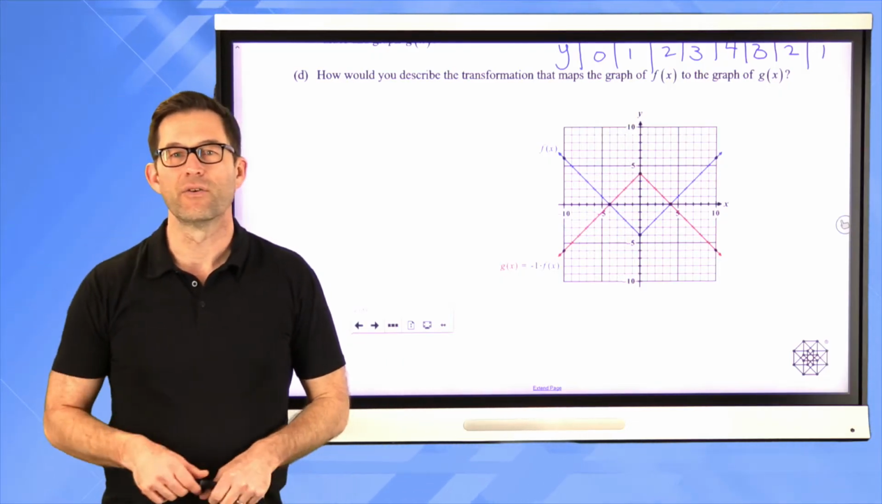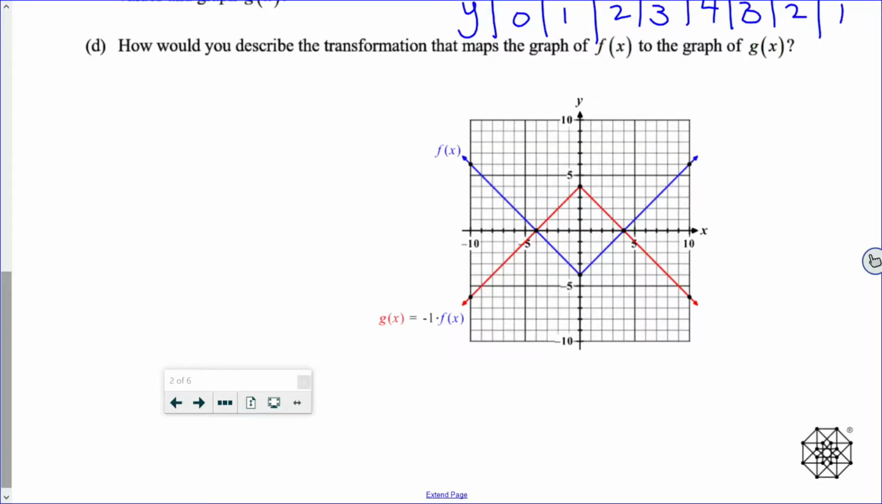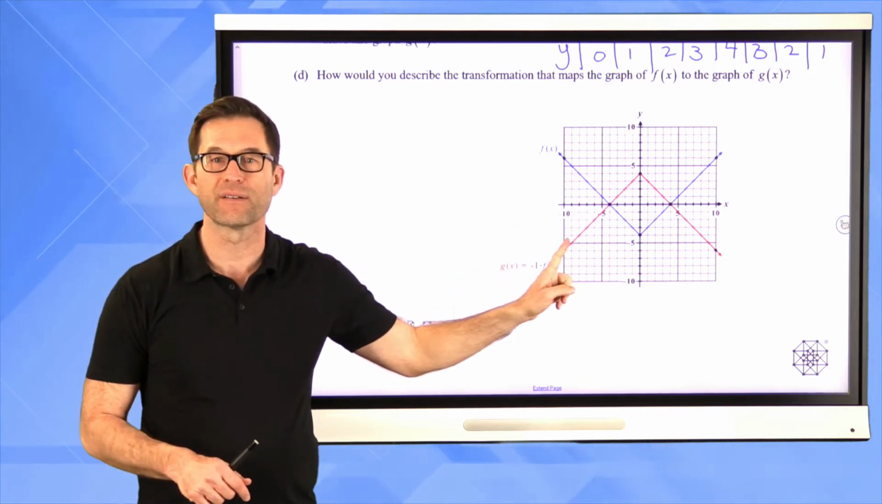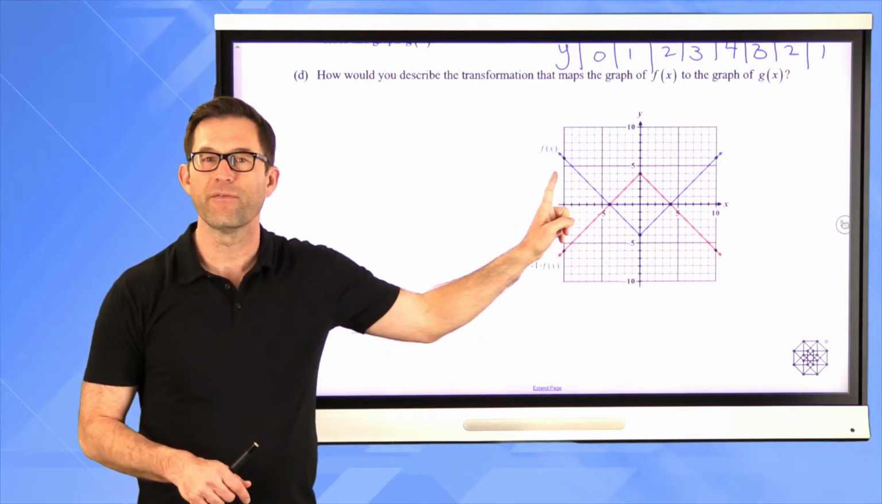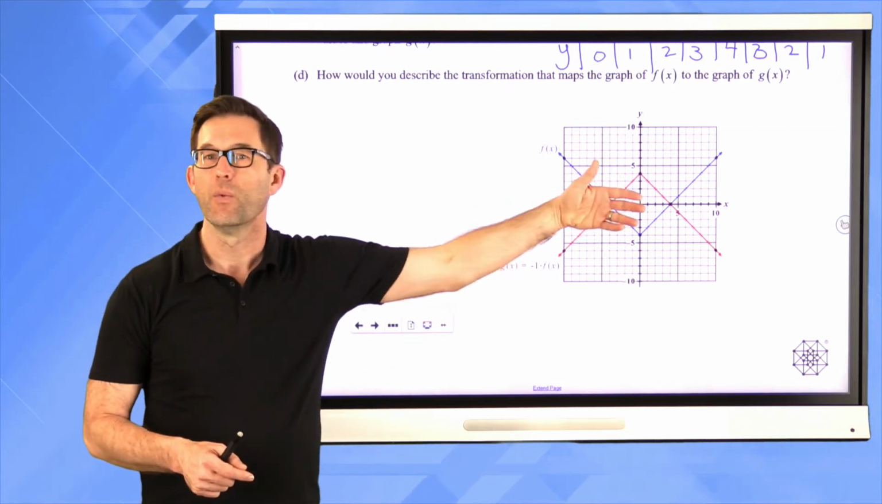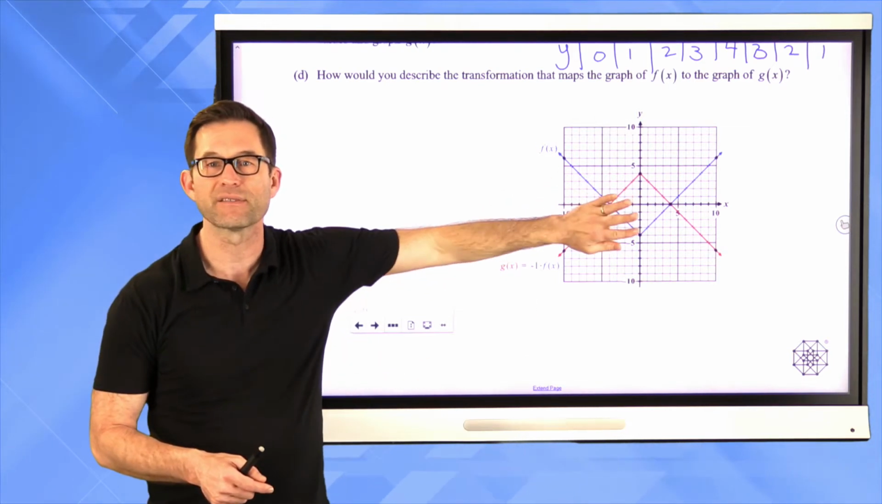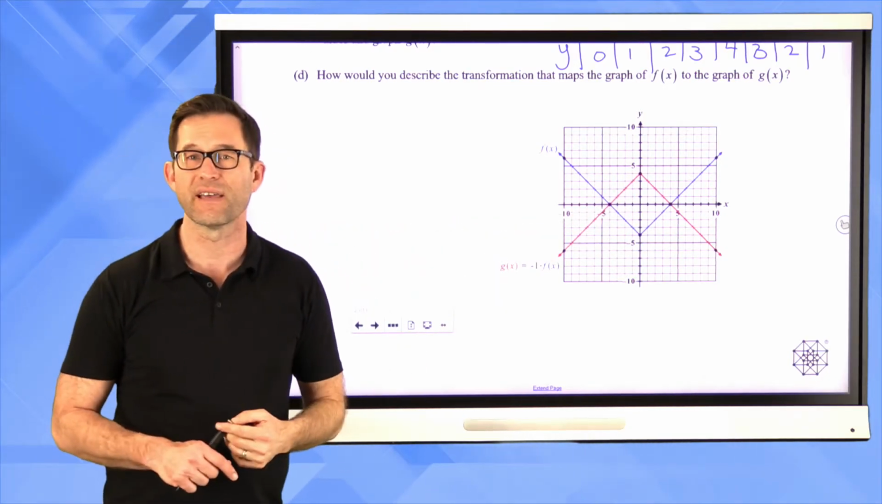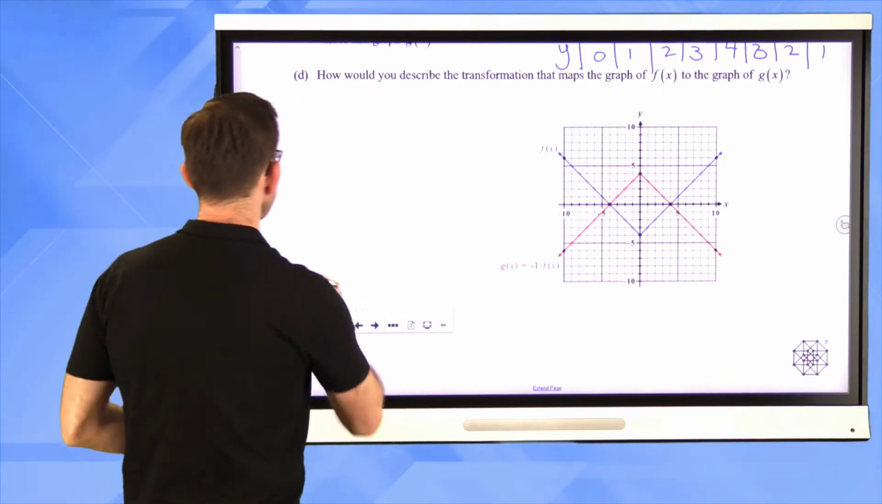Let's take a look at letter D. How would you describe the transformation that maps the graph of f of x to the graph of g of x? In other words, how do you produce this graph of g of x given that you have this graph of f of x? Well, this is the thrust of at least this portion of the lesson, which is that simply if I took f of x and I flipped it across the x-axis, or reflected it across the x-axis, it would produce the graph of g of x.